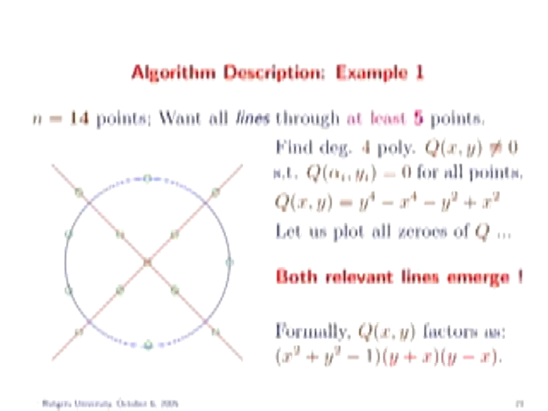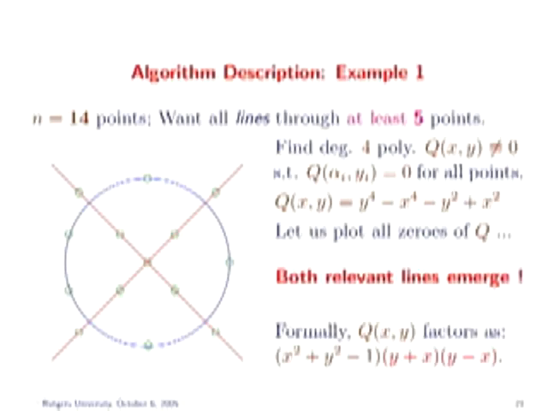Find a degree 4 polynomial. The only constraint I want to place on it is that it should not be identically 0. But, on the other hand, it should pass through all the points in the following sense: when I look at q evaluated at alpha i, y i, for all the points that are given to me, that should evaluate to 0. Certainly, setting all the coefficients of this polynomial to 0 would have worked, and that's the only thing that we are ruling out. We don't want to allow that.